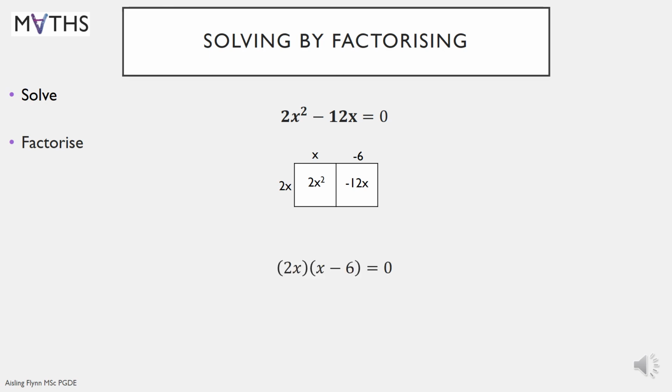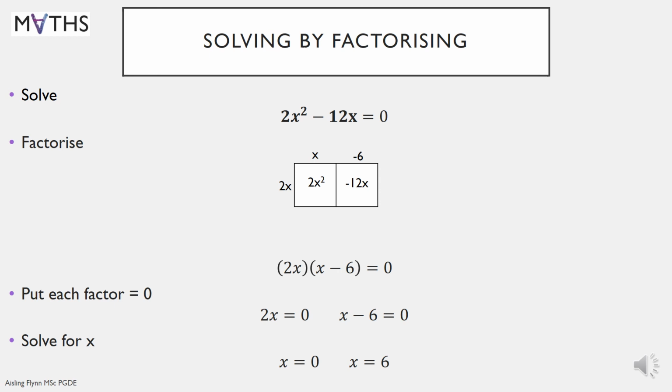Rewrite your equation, but write it with the two factors equal to 0. And then put each factor equal to 0. And then solve for x. So if 2x equals 0, divide both sides by 2, x will be equal to 0 is one answer. And the other side gives us a result of x equals 6. Okay, there are the roots.